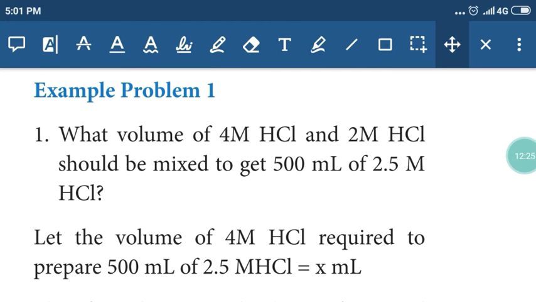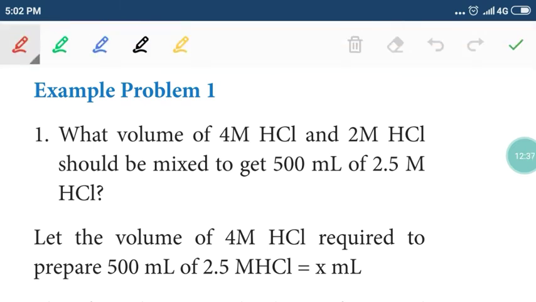Next, we have a solved problem. How will you prepare hydrochloric acid solution with the concentration 2.5 molar and its volume should be 500 ml? You are going to prepare 2.5 molar. Capital M is the symbol of molarity. So 2.5 molar hydrochloric acid solution is going to be prepared, and the volume should be made as 500 ml.